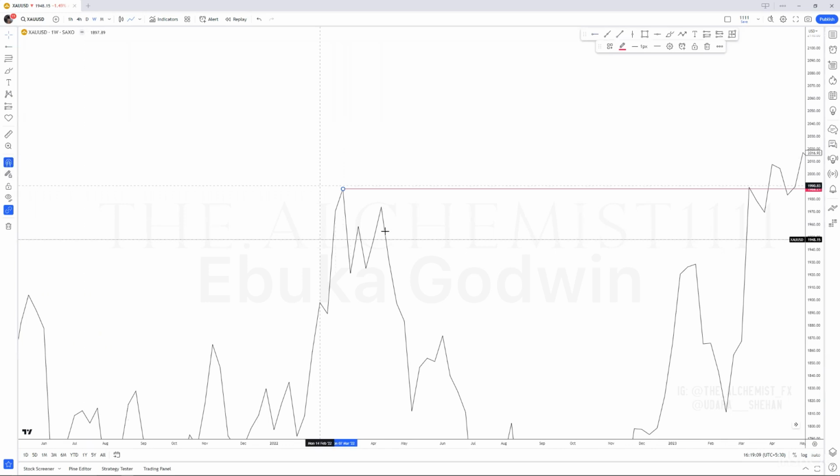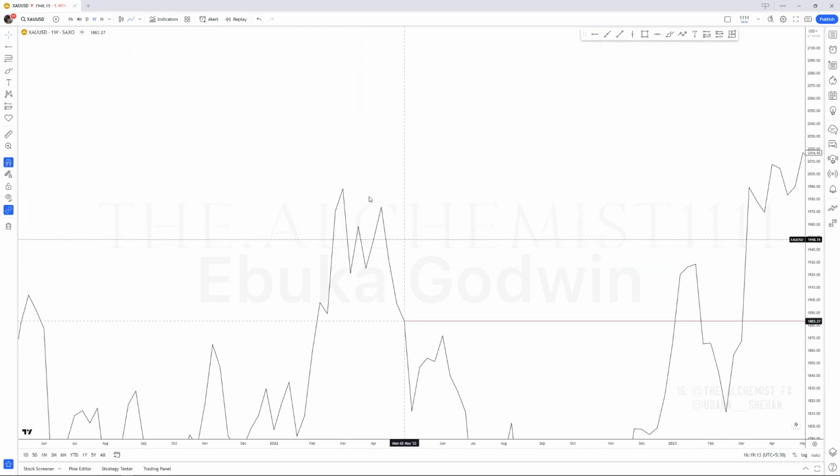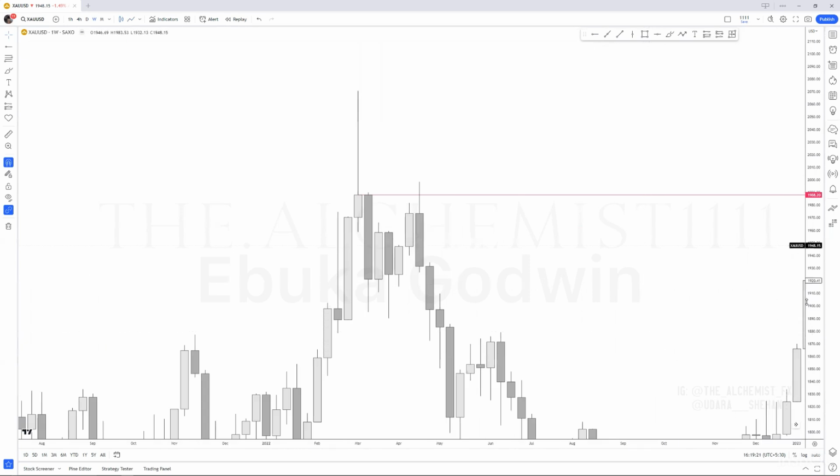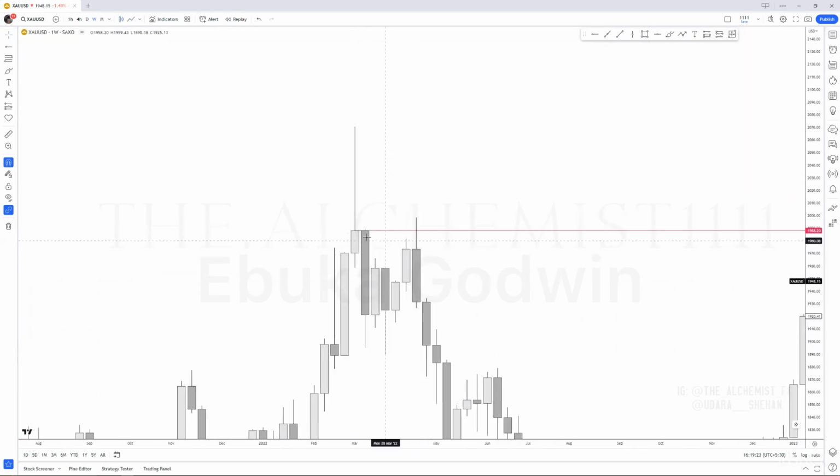We put the magnet tool. Always use the magnet tool when you're drawing these zones, so it just automatically goes into the closing prices like this. So there we go. Now do not confuse this. I see many people making this mistake. When you're marking out this resistance, remember, when we're dealing with support and resistance, what we deal with is closing prices of candles.